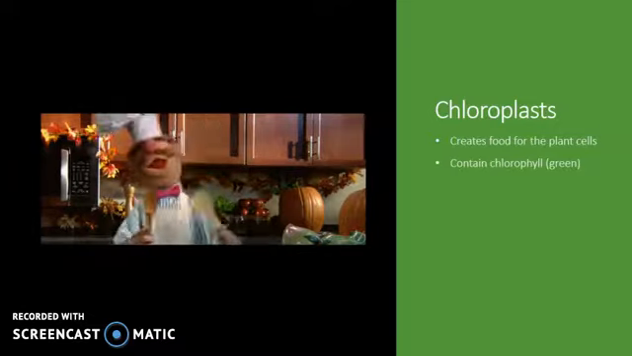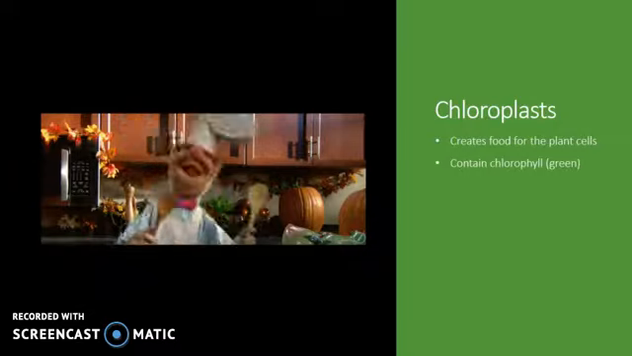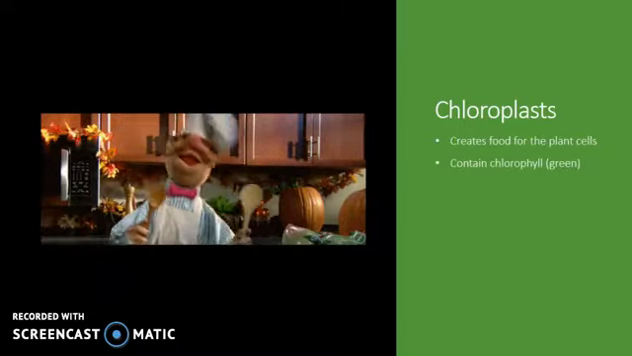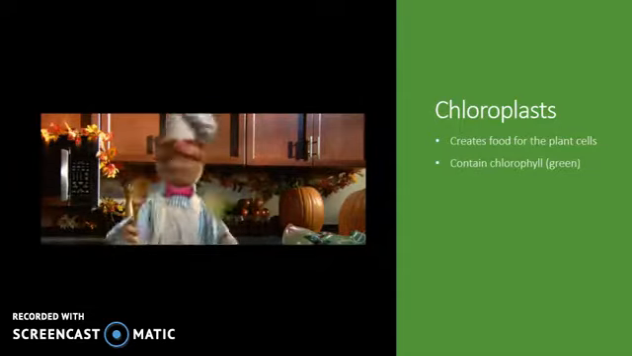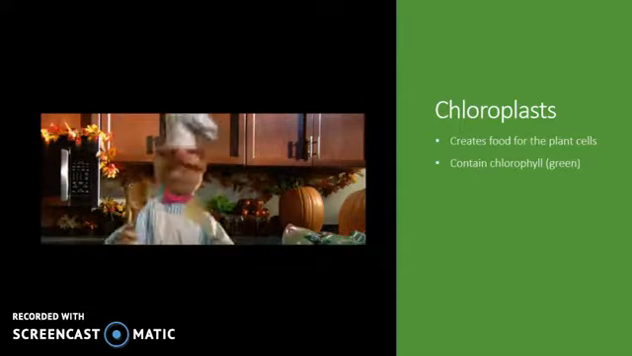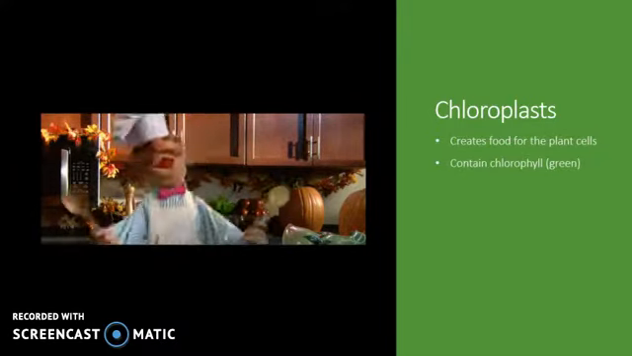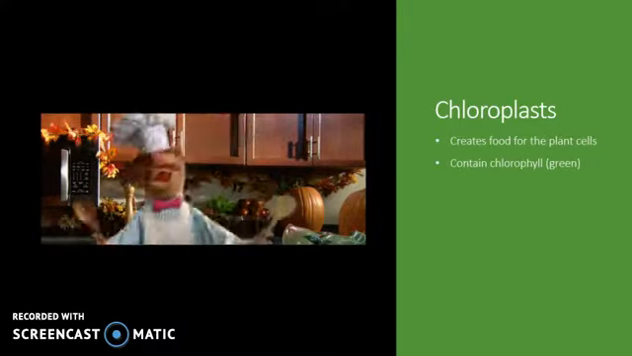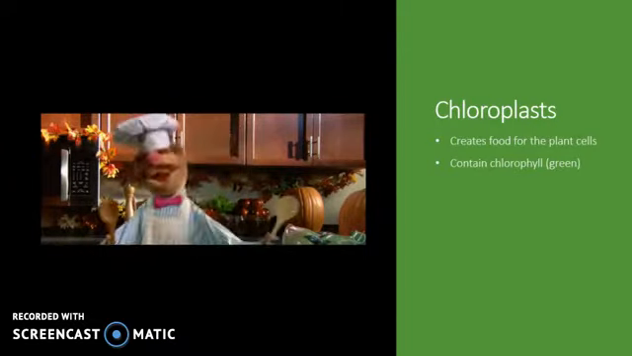This is the big reason why plant cells are so cool compared to animal cells. They collect this sunlight and make food out of it, just like the Swedish chef. I don't know if you guys are old enough to recognize this guy here, but he's a crazy guy that makes food out of everything. So just like our plant cells use sunlight to make food, the Swedish chef does that too.